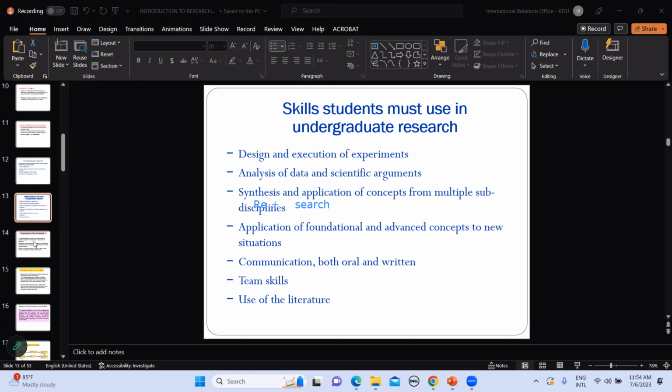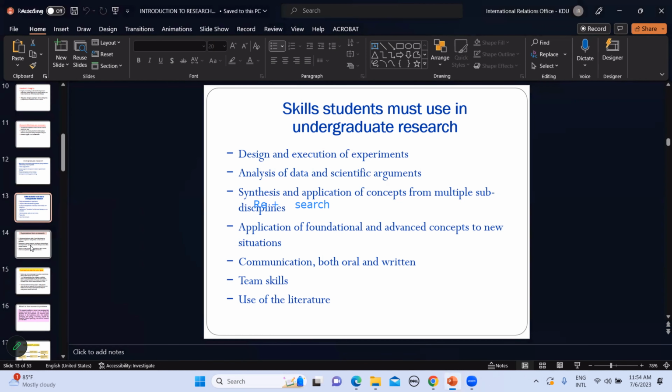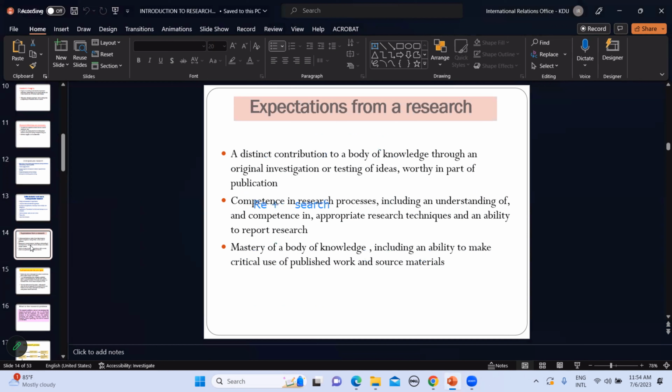If you have any questions, you send them in the chat box. Right, students. Then the expectation from research: you have to make a distinct contribution to a body of knowledge through an original investigation or testing of ideas.